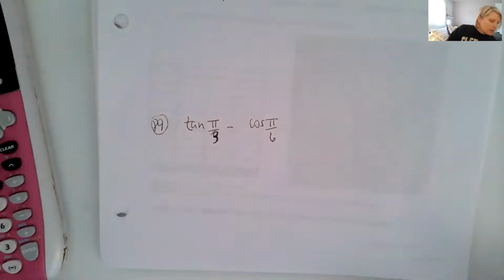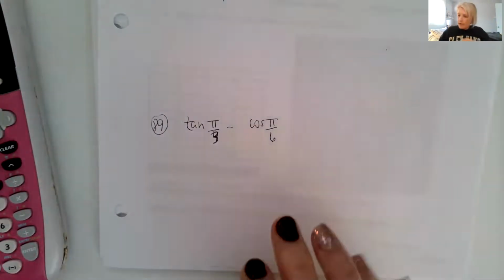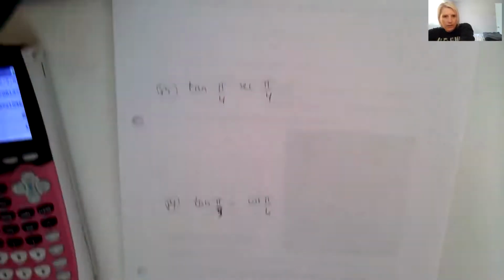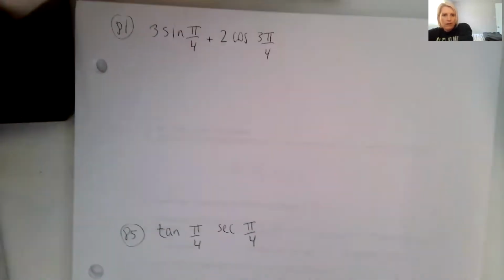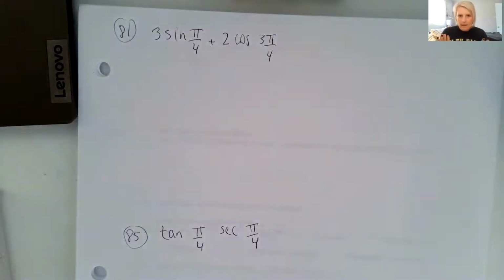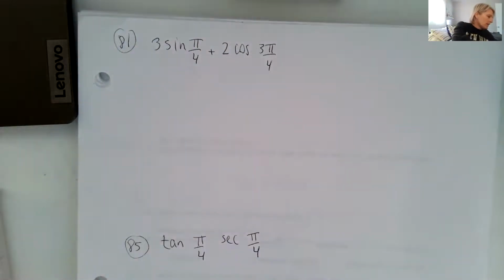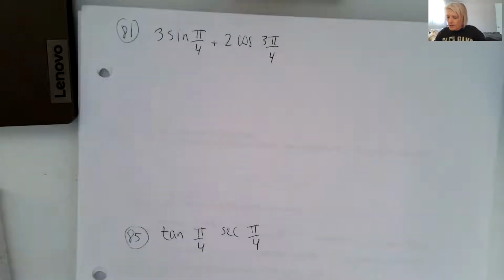Okay, so let's move on to problem 81. Problems 81, 85, and 89 are all doing some mathematics with our trig functions. They're asking us to evaluate these functions. It says find the exact value of each expression without using a calculator.